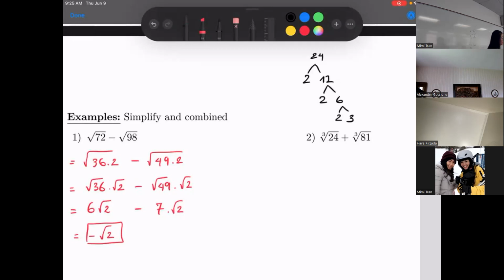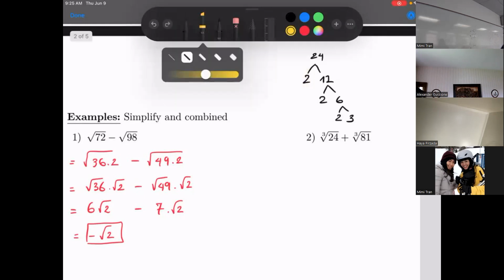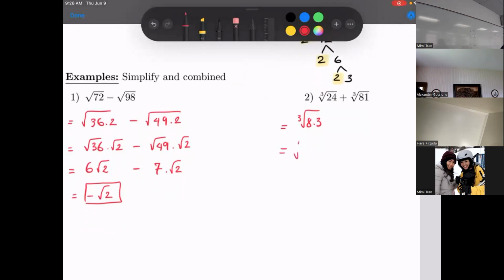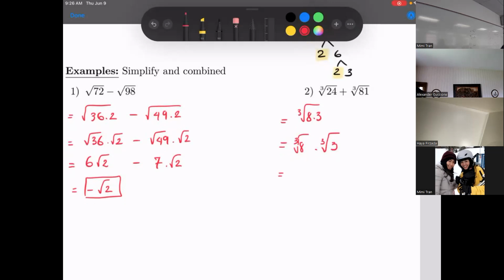Because it's a cube root, I need at least 3 numbers, right? So 2, 2, 2, 3 of them right there. 2 times 2 times 2 is 8. So what is that? Cube root of 8 times 3, right? And then we know that you can break it apart: cube root of 8 times cube root of 3. Well, cube root of 8 is 2, so 8 is 2 cubed. And then we write the cube root of 3.